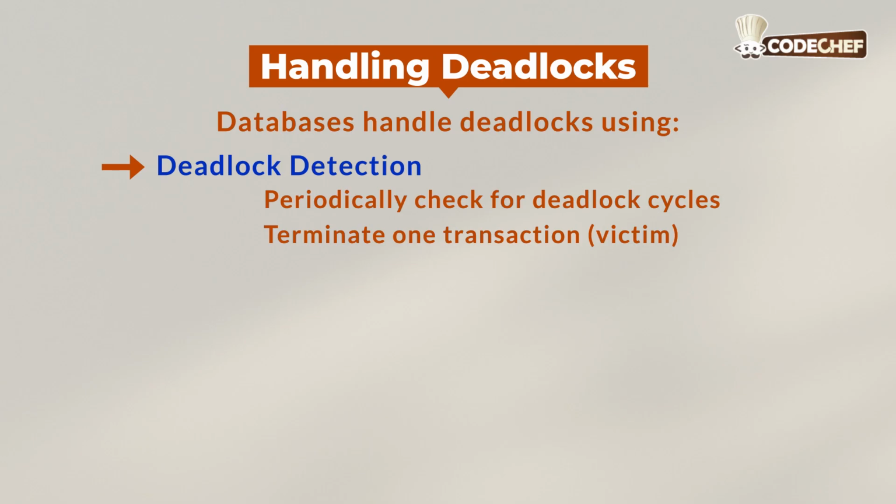So let's suppose there are multiple transactions which are waiting for other transactions to release resources to complete their execution. If we terminate any one transaction, then the resource which is held by that transaction is free. It can be used by the other transaction which is waiting for that resource. So this is a method for deadlock detection.